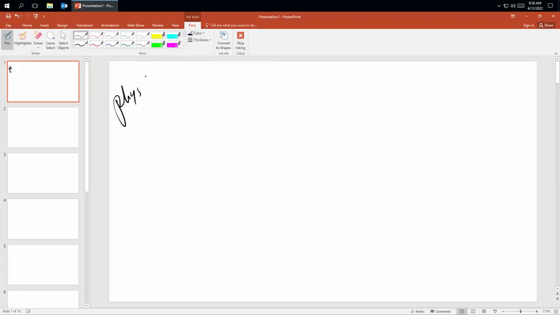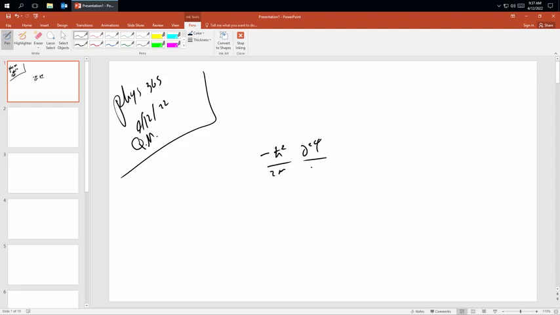This is PHYS 365 for 12/22. We're going to be talking about quantum mechanics for the day. Okay. So the last class we talked and we derived the equation: minus h bar squared over 2m times the second derivative of psi with respect to x squared, plus V of x psi of x, equals E psi of x.